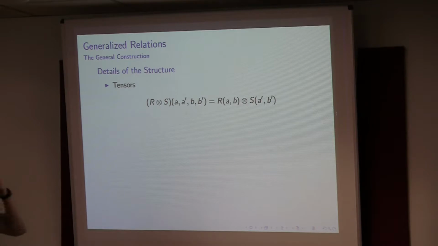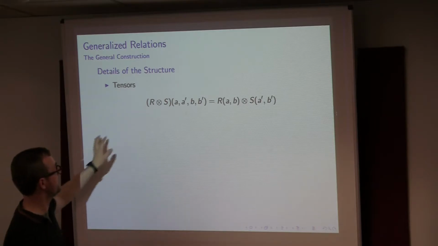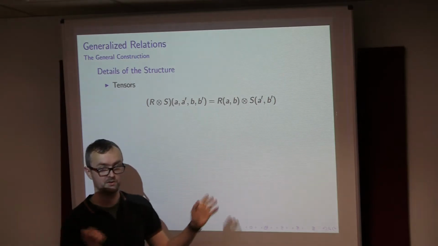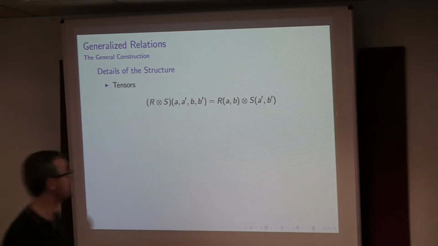Okay, so some hand-waving details of what goes on. The tensor just uses the quantile structure to combine the truth values together on the two different components in the obvious way.